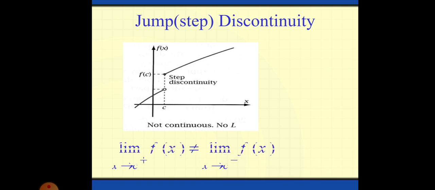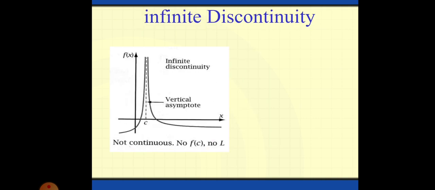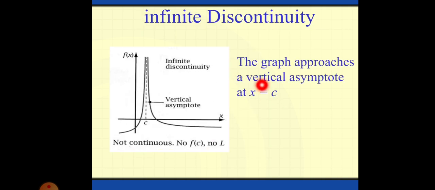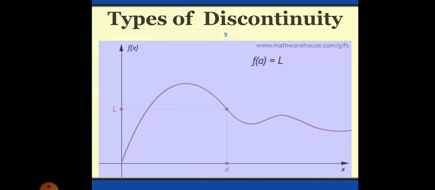Type number two: if the limit of f of x when x approaches c from the positive side doesn't equal the limit of f of x when x approaches c from the negative side, so the right limit and left limit are not equal, it is called jump discontinuity. On the other hand, if the graph approaches a vertical asymptote at c, it is called infinite discontinuity.